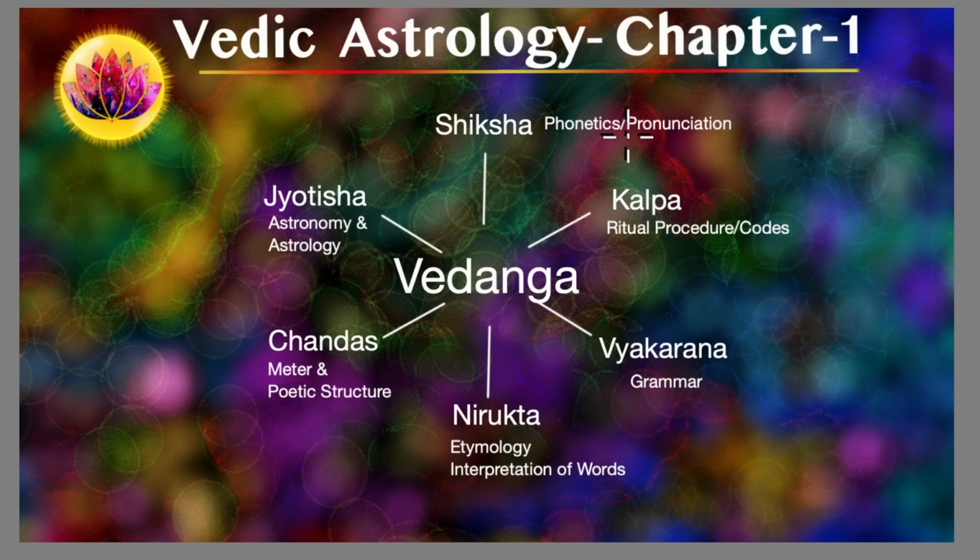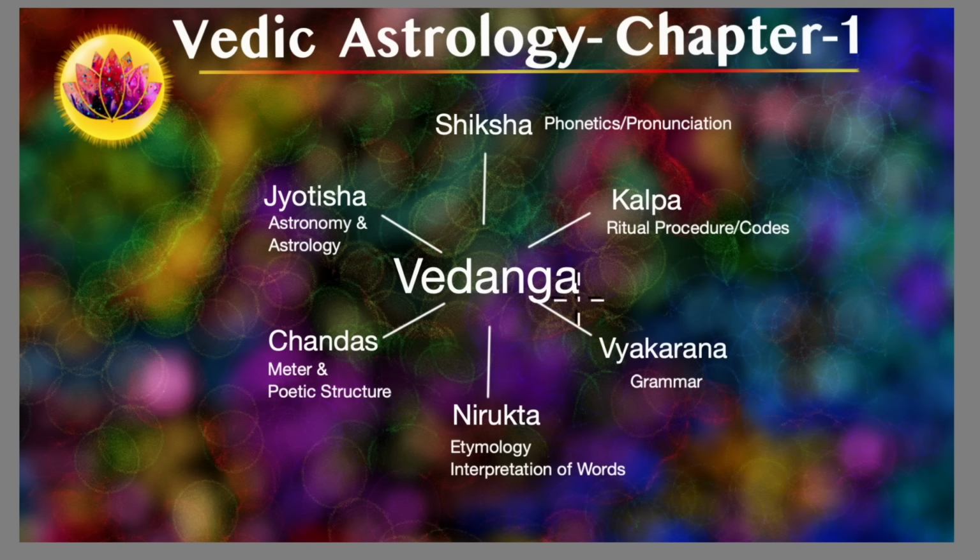The next part is called Kalpa, the ritual procedure or the codes encompassed in this. Now you can use ChatGPT on each one of them to discover more. So I'm not going to go into detail because there is a tool called artificial intelligence which you can use if you're curious about these things. Third one is called Vyakarana. Vyakarana, simply put, is grammar. The grammar of the Sanskrit language.